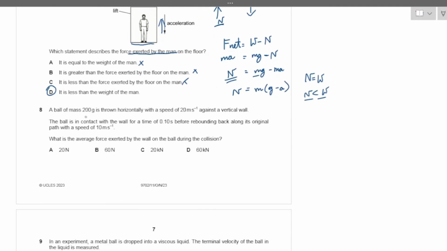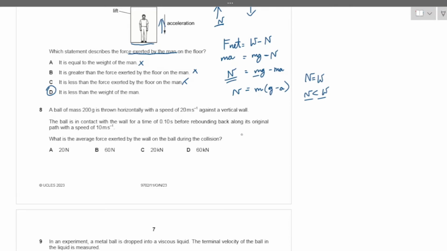Question 8. A ball of mass 200 grams is thrown horizontally with a speed of 20 meters per second against a vertical wall. The ball is in contact with the wall for a time of 0.10 seconds before rebounding back along its original path with a speed of 10 meters per second. What is the average force exerted by the wall on the ball during the collision?